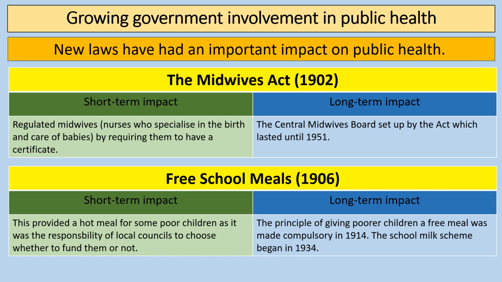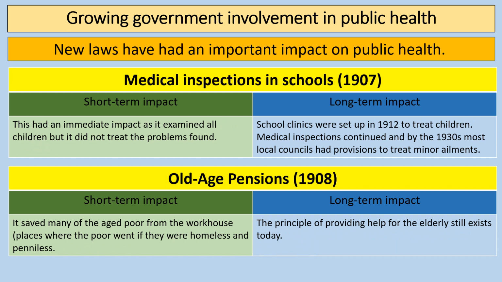The Free School Meals Act of 1906 provided a hot meal for some poor children. It was the responsibility of local councils to choose whether to fund them or not. But the principle of giving poorer children a free meal was made compulsory in 1914, and the school milk scheme began in 1934. Medical inspections were brought into schools in 1907 as part of the liberal welfare reforms.